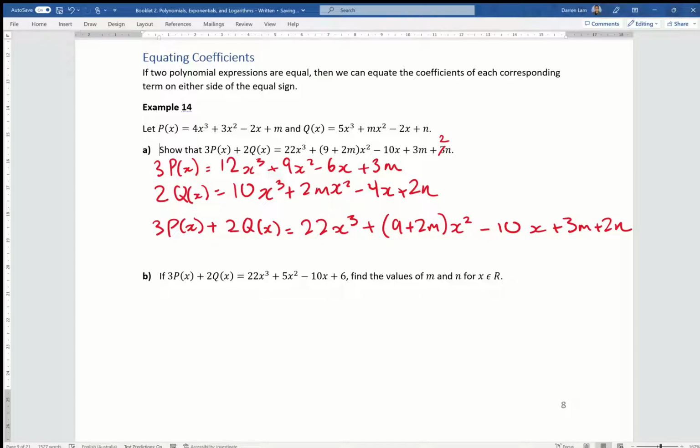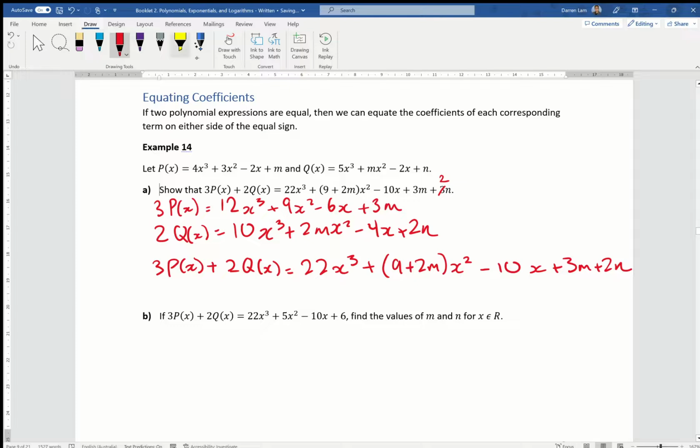Great. Now, the equating coefficients component comes in part B. It says if 3p of x plus 2q of x equals that function as provided, find the values of m and n for x an element of all real values. Of course, this component here, let me get my highlighter out, this component here, 2x cubed and 5x squared, 2x cubed is pretty straightforward, obviously, and the negative 10x is also pretty straightforward. It's the same coefficients. The different coefficients are 9 plus 2m, which would equate to our positive 5, and our plus 3m plus 2n, which would equal plus 6.